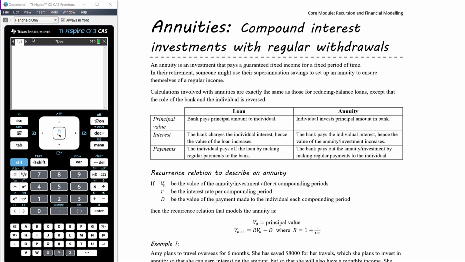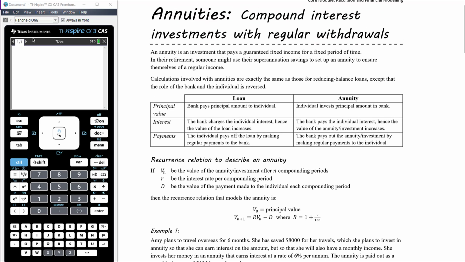In terms of payments, with a loan the individual pays off the loan, so the individual makes payments to the bank. In these situations, we're looking at withdrawing from the investment, and so the bank will be paying the money to the individual. It's also possible to have investments where you continue to deposit money into the investment, and we'll look at those in a couple of videos' time. But again, essentially, it's just about changing the direction of the money flow.